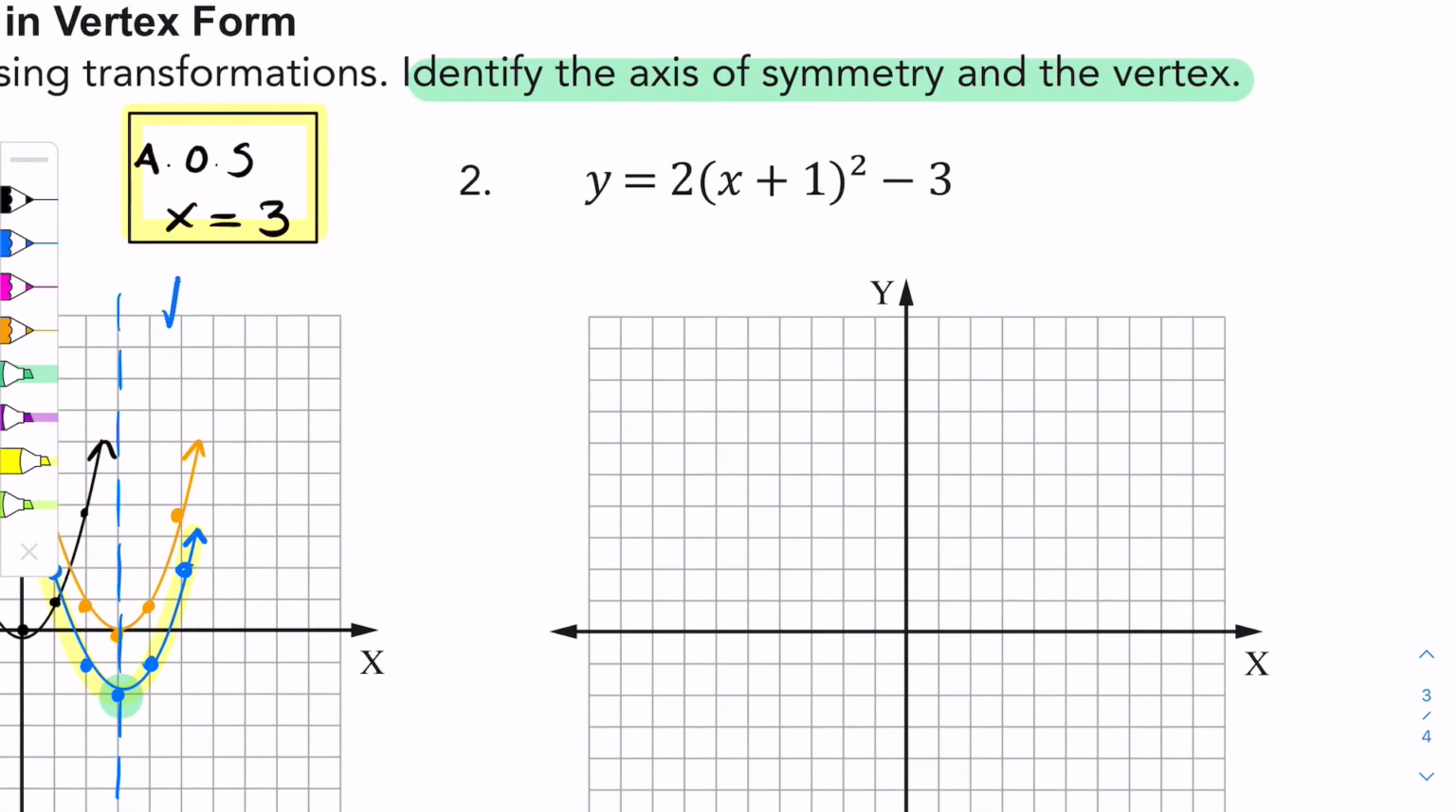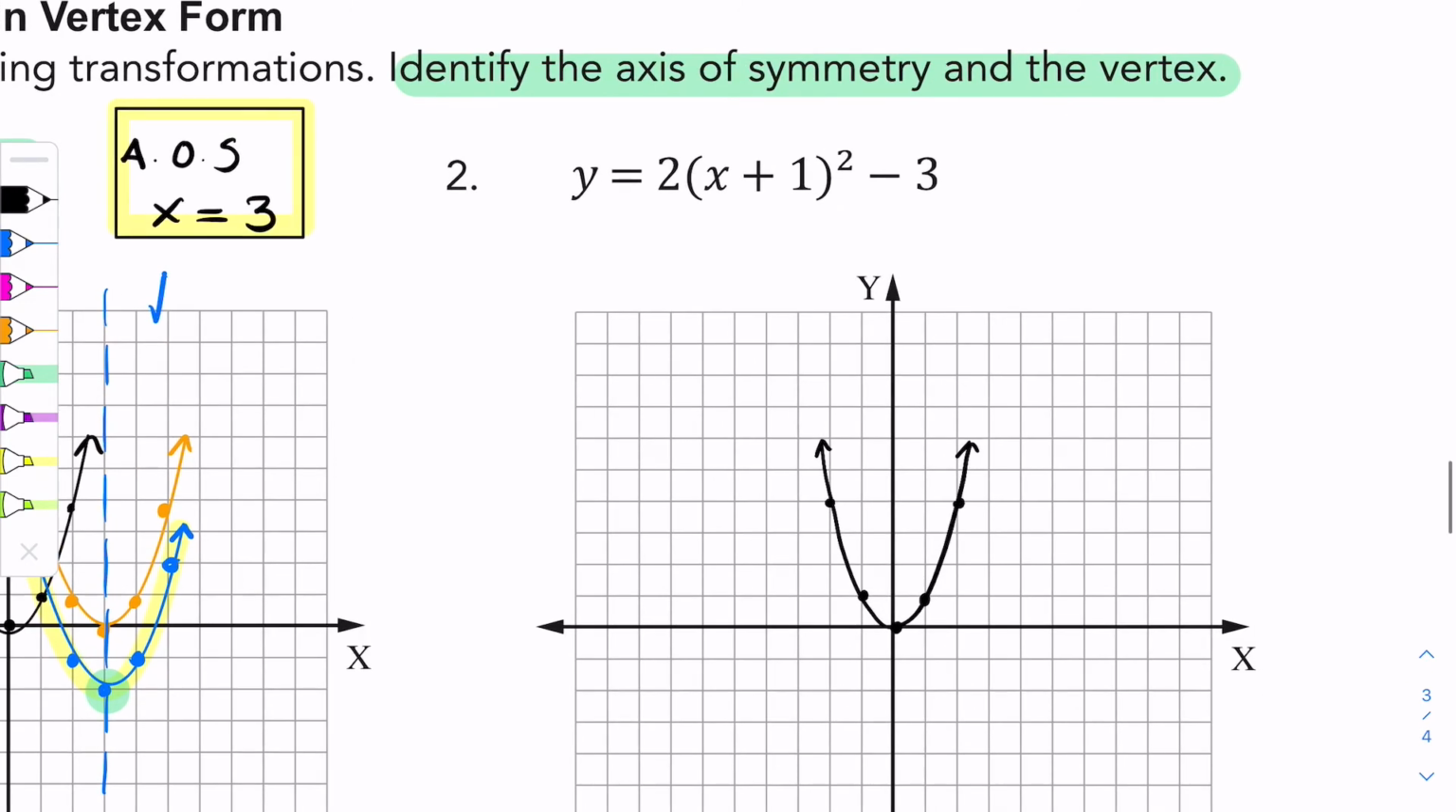Number 2, y equals 2 times x plus 1 in parentheses squared minus 3. To start with, I'm going to graph my parent function. And then I'm going to identify my transformations. The first transformation I have right there is going to be a left shift. That's the first thing that I do. We're shifting to the left 1 unit.